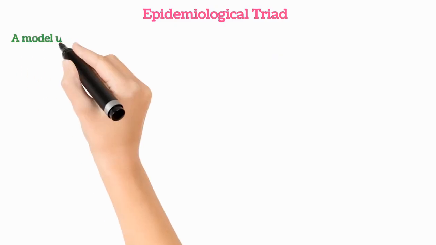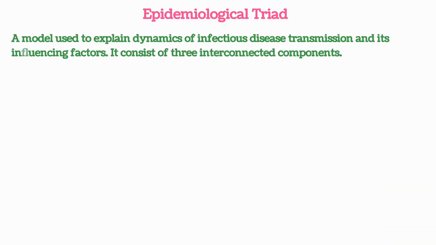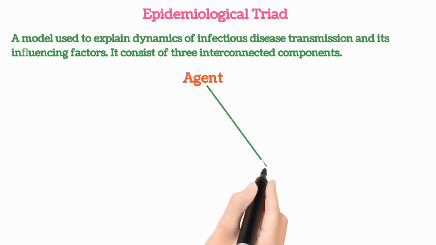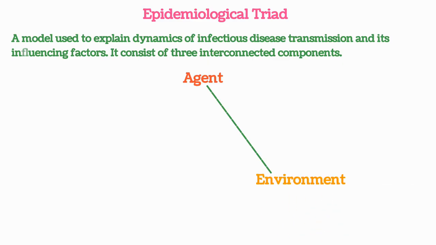If we talk about the epidemiological triad, it is basically a model of three interconnected components that tells how a disease is transmitted while also explaining its influencing factors. These components include the agent, which is a pathogen that causes a disease. It may be a fungus, a bacteria, a virus, or a parasite. The second component is the environment, which is the external factors or conditions that influence the agent's ability to cause a disease and the host exposure.